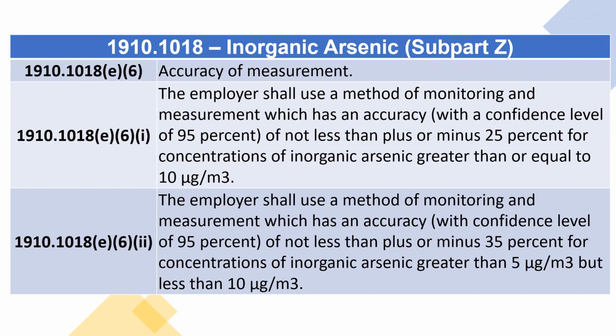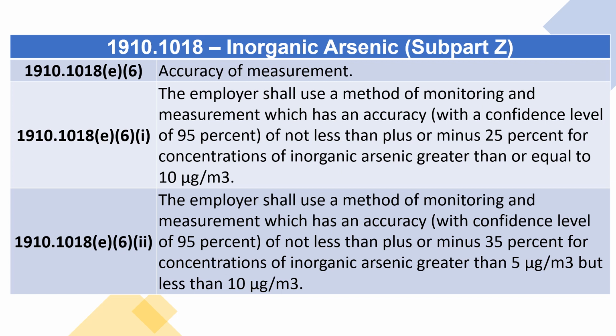1910.1018(e)(6) Accuracy of measurement. (e)(6)(i) The employer shall use a method of monitoring and measurement which has an accuracy, with a confidence level of 95%, of not less than plus or minus 25% for concentrations of inorganic arsenic greater than or equal to 10 micrograms per cubic meter.